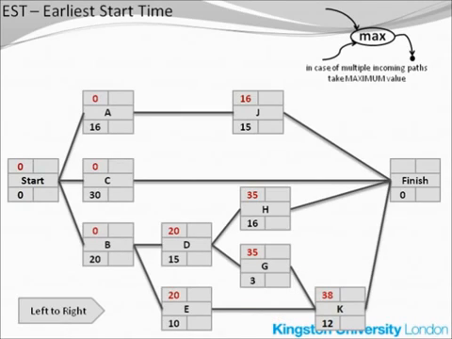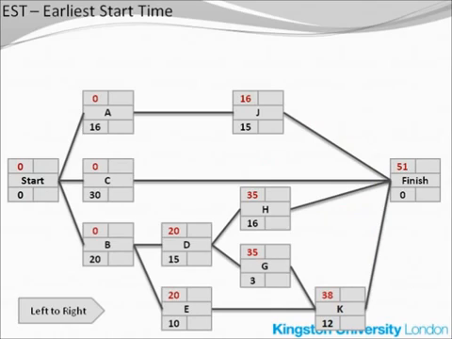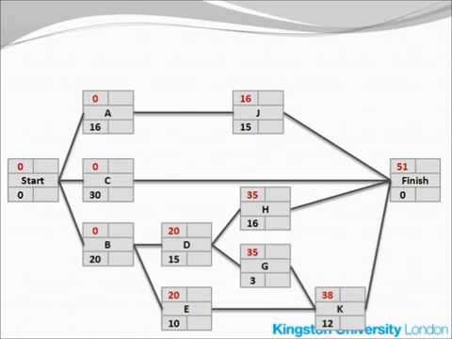A similar case we now have with the finish node, the only node left without the earliest start time. The incoming values are 30, 30, 51, and 50. The maximum value of them all is 51. Therefore, 51 is the earliest start time of the finish node, and in fact, it is the duration of the entire project. This is the earliest time in which the project can be finished. Now we have completed the calculation of EST, the earliest start time.